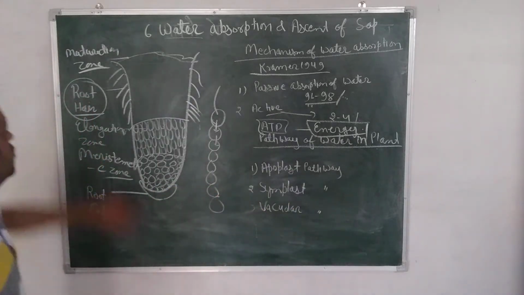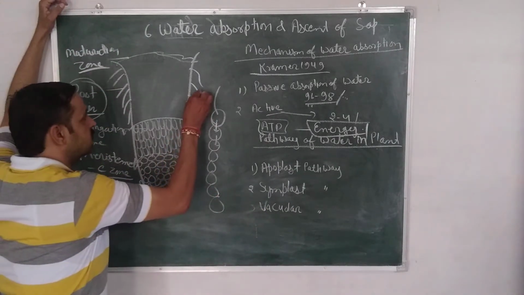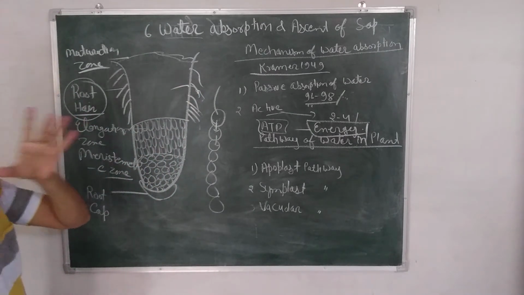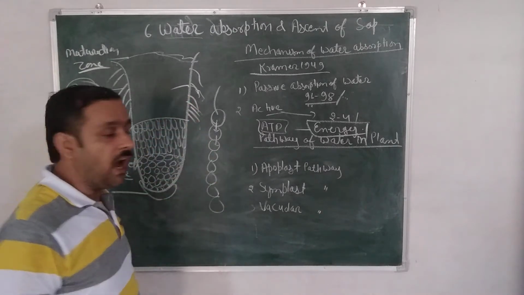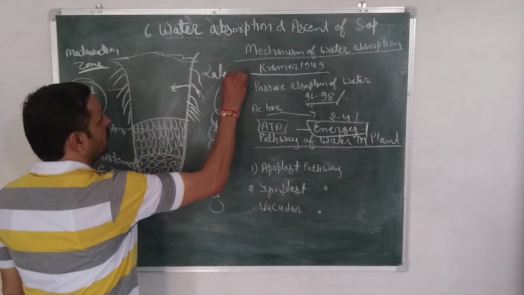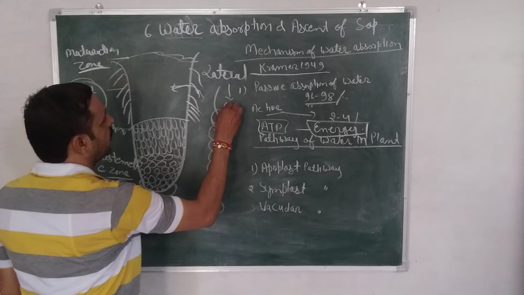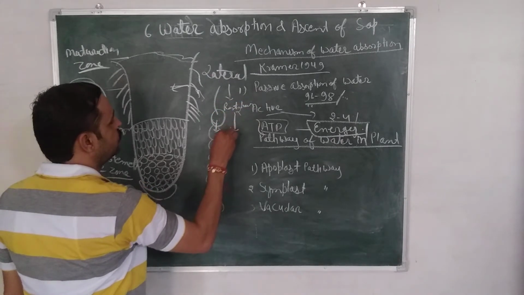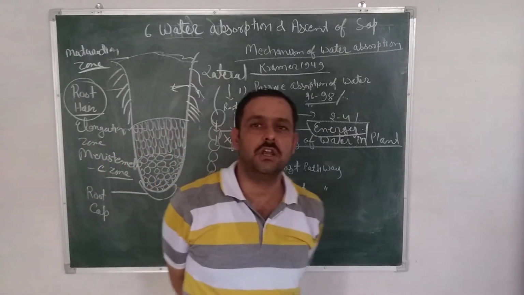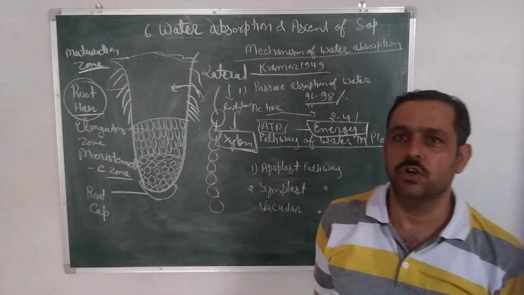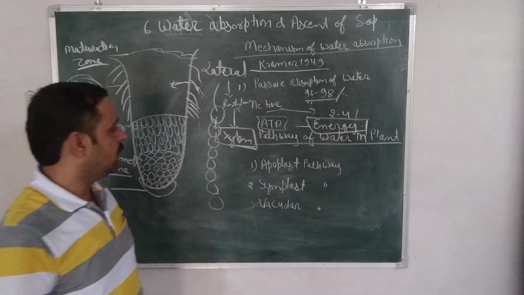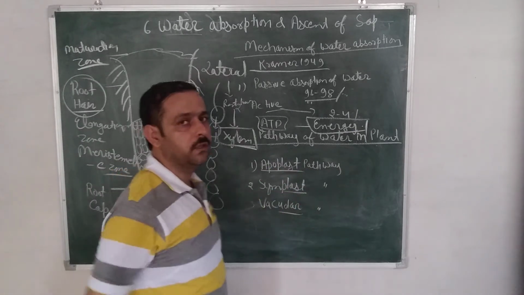As you know, these are the root hairs. Root hairs absorb this water, or which water? Capillary water. Root hairs absorb capillary water. After that, the transportation of this water is lateral, means from root hair to xylem of root. This transportation is called lateral transportation, or passive. There are three methods: apoplast, symplast and vacuolar.